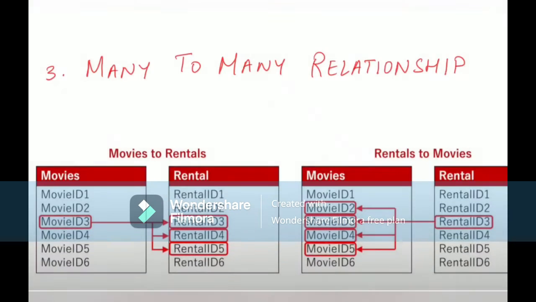Thirdly, we have the many-to-many relationship. In this, records in both tables may reference multiple records in the other. In our example, a movie might be rented out by different people on different occasions. Thus, each movie ID can reference multiple rental IDs. Similarly, in each transaction, a customer might have rented out more than one movie. Thus, a single rental ID could reference more than one movie ID. So, movies to rentals and rentals to movies show a many-to-many relationship.